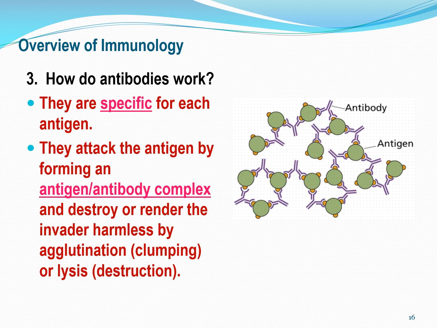So how does an antibody work? They are specific for each antigen, okay? They attack the antigen by forming an antigen-antibody complex, and they destroy or render the invader harmless by agglutination, which is clumping, or by lysis, which is destroying it, okay? So it sees that this is a foreign body. Your body produces an antibody to it.